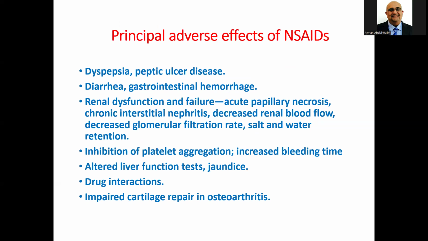All right. Principal adverse effects of NSAIDs. As far as the GI goes: dyspepsia, peptic ulcer disease, diarrhea, gastrointestinal hemorrhage. Kidney-wise: renal dysfunction and failure. It can cause acute papillary necrosis, chronic interstitial nephritis, decreased renal blood flow, decreased glomerular filtration rate, salt and water retention. Inhibition of platelet aggregation, increasing the bleeding time. Altered liver functions and jaundice. Drug interaction, impaired cartilage repair, and osteoarthritis.